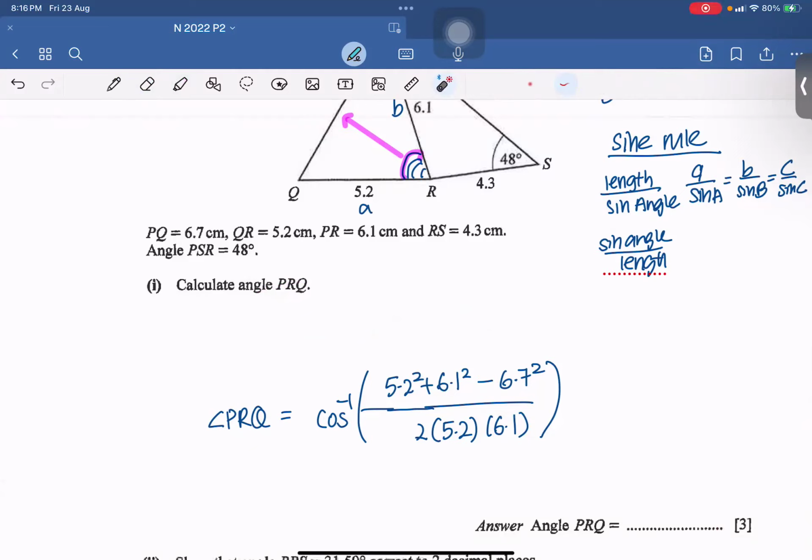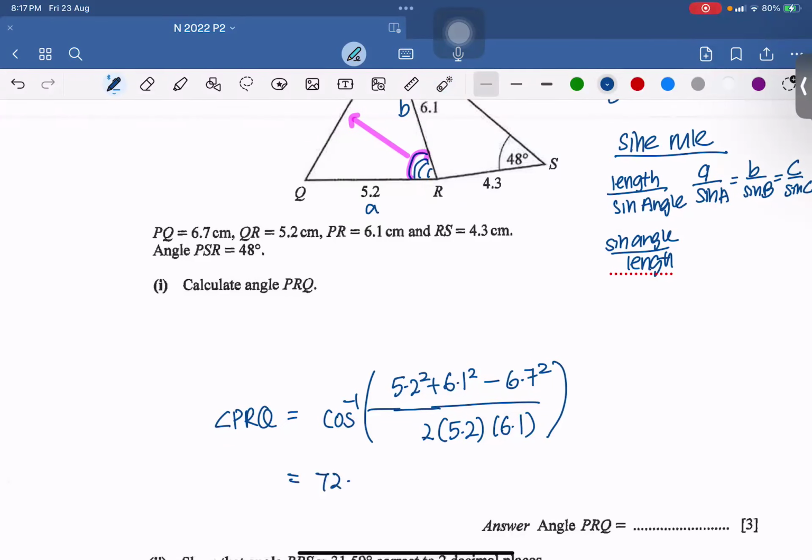Okay, so let me calculate this. Shift cosine, 5.2, 6.1. And I get my answer, 72.232. Y'all check whether it is correct or not. Then 1 dp is 72.2 degrees.